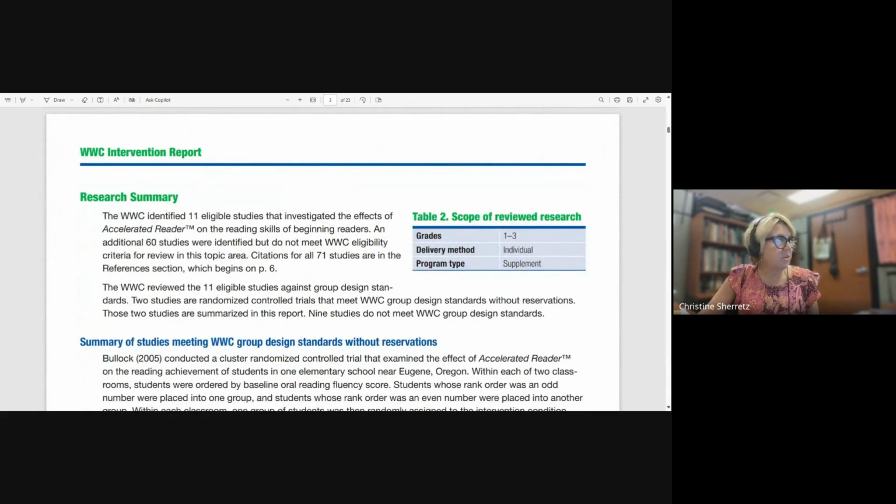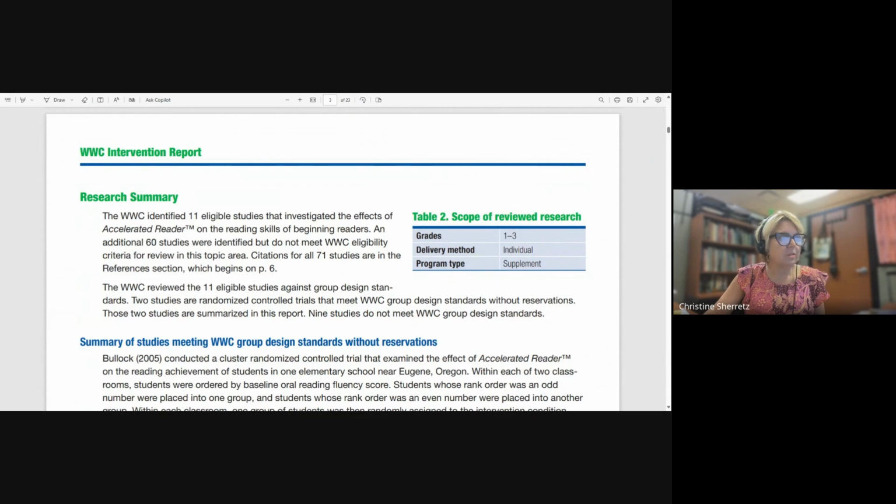So What Works Clearinghouse identified 11 studies that investigated the effects of Accelerated Reader on reading skills of beginning readers. There were an additional 60 studies, but they did not meet the What Works Clearinghouse eligibility because they did not meet the research requirements. So they reviewed 11 studies, but of those 11, only 2 used randomized controlled trials, which is the gold standard of research. And that's what What Works Clearinghouse used. So of all of these studies, only 2 met the research requirements.